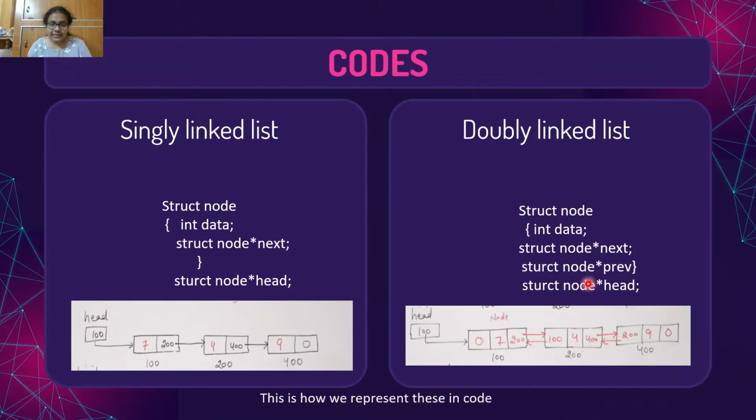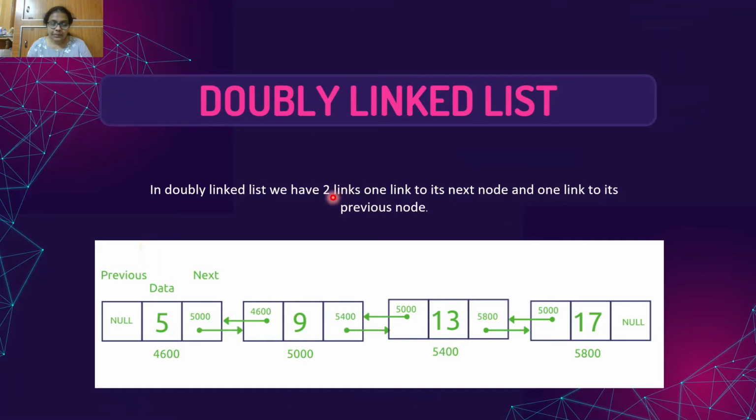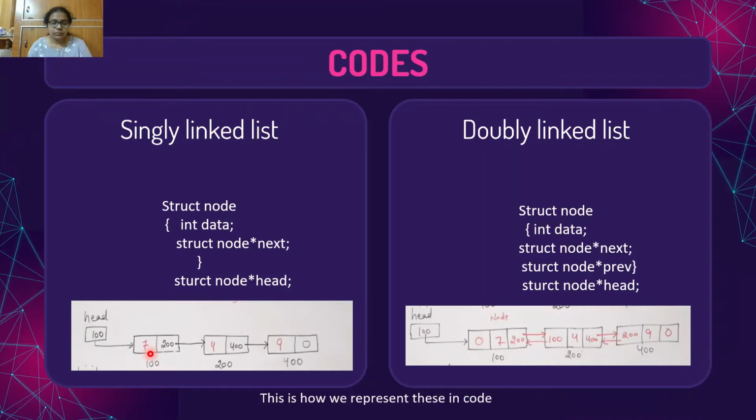So a doubly linked list is similar to the singly linked list, but we have two links over here: the previous link and the next link. So here we have the address of the next node and here we have the address of the previous node. And here we can see the codes of the two lists, starting with the singly linked list.